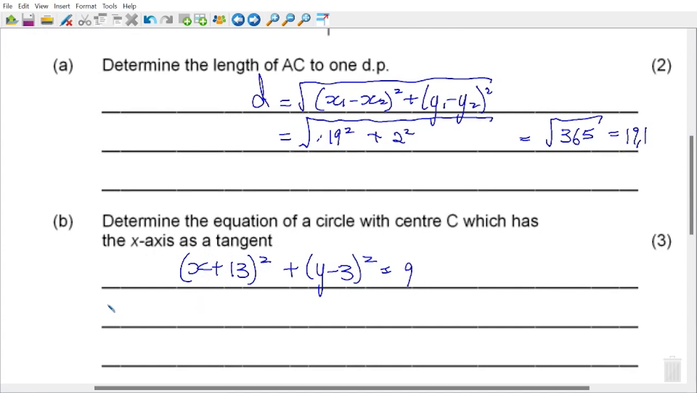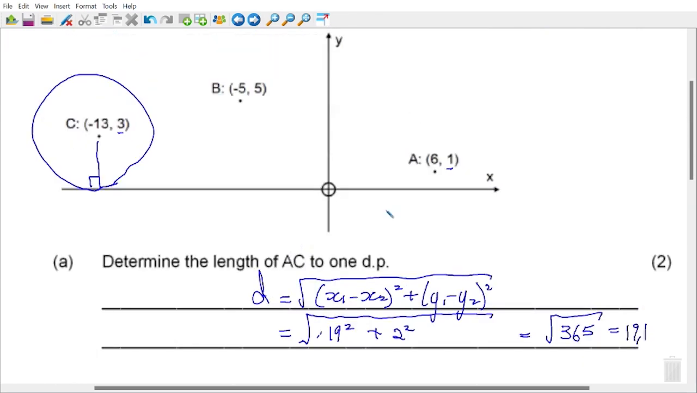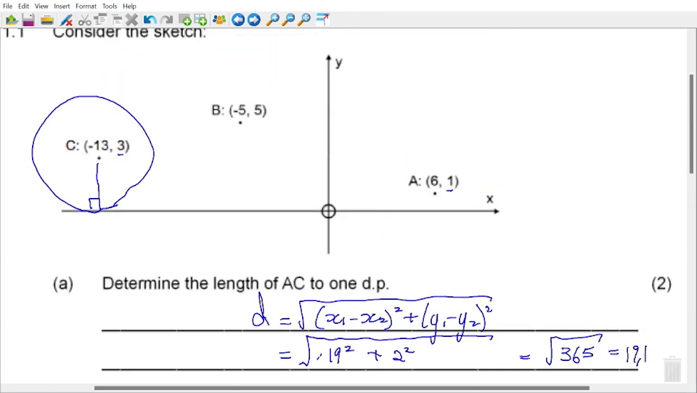So it'll be 9. Okay, determine the coordinates of point D if A, B, C, D is a parallelogram. Let's just have a look at this. Okay, just going to rub out this circle. A, B, C, D. Okay, so let's just take a look at how that might look. It looks to me like D might be somewhere kind of over here.